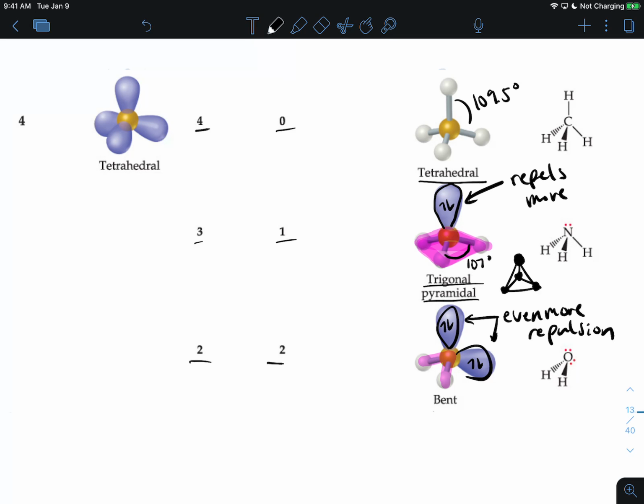And we get a bond angle of 104.5 degrees. So it basically decreases by 2.5 degrees every electron pair you add in a tetrahedral molecular geometry.